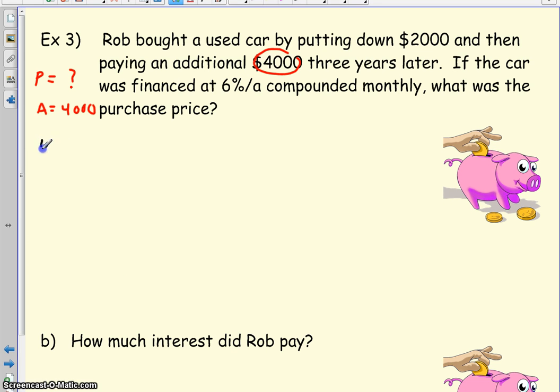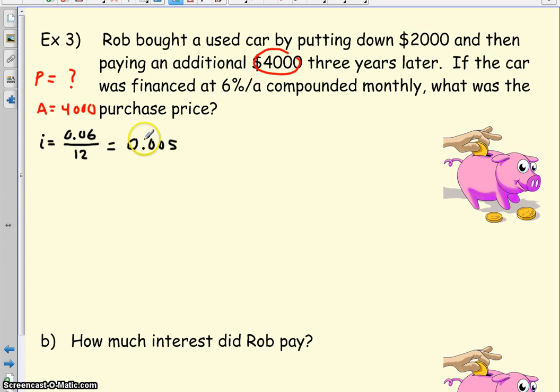Okay, as for I, it was 6% per year annual interest, so 0.06, compounded monthly, which was 12 times per year. So you divide those two, and that tells you that I is going to be 0.005.